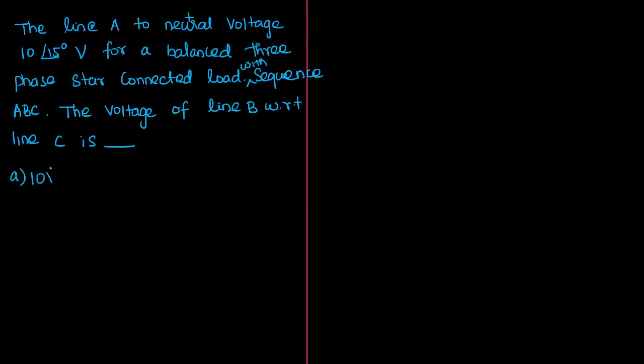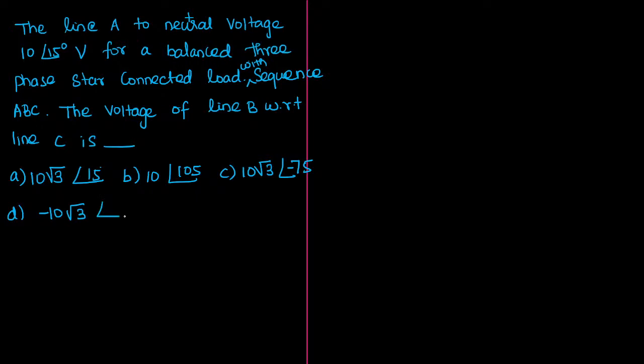Option A, 10 into root 3 at an angle of 15 degree. Option B, 10 at an angle of 105 degree. Option C, 10 into square root of 3 at an angle of minus 75 degree. Option D, minus 10 into square root of 3 at an angle of 90 degree. So they had given four options.